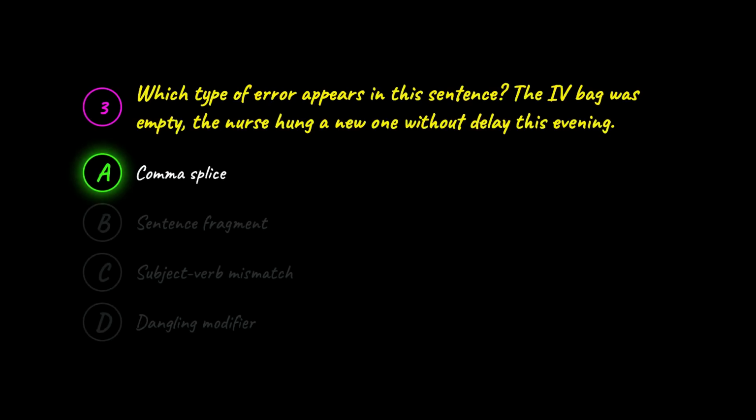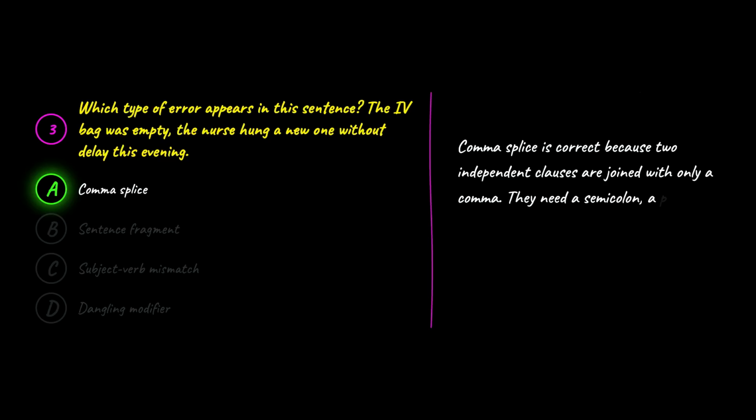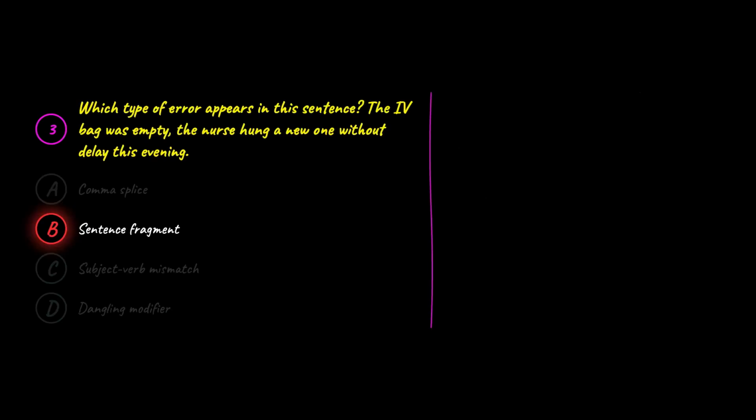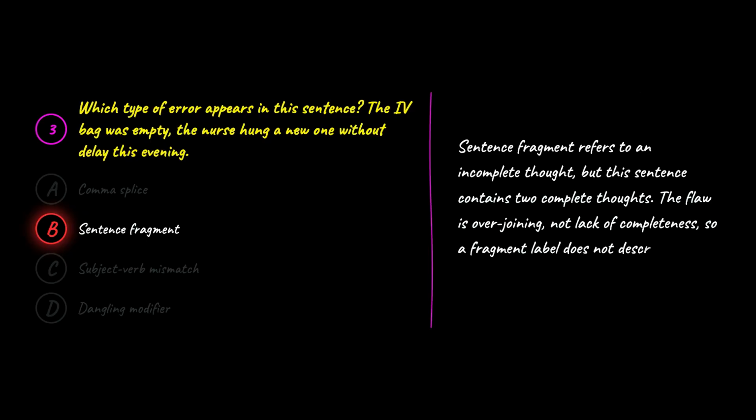The correct answer is A. Comma splice. A is correct because 2 independent clauses are joined with only a comma. They need a semicolon, a period, or a coordinating conjunction with the comma. The clauses cannot share a single comma alone. B is wrong because sentence fragment refers to an incomplete thought, but this sentence contains 2 complete thoughts. The flaw is overjoining, not lack of completeness. So a fragment label does not describe what is happening here.